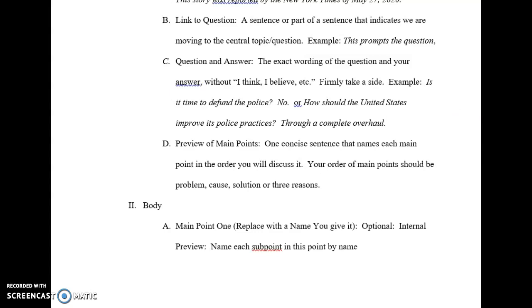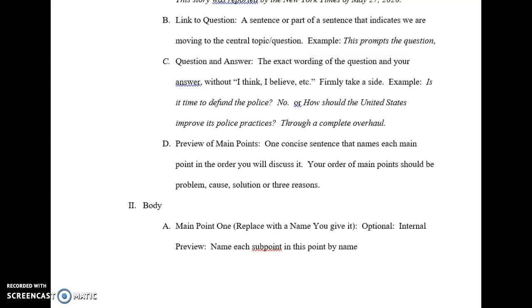Then you'll have your question and answer. So the exact wording of the question that was approved by your professor and your answer without words like I think, I believe, etc. You need to firmly take a side. So for example, if you have a yes or no question, is it time to defund the police? No. Or your answer could be yes. Or a more open-ended question, how should the United States improve its police practices? Through a complete overhaul. Okay, so that's a really short answer, but it clearly takes a side.